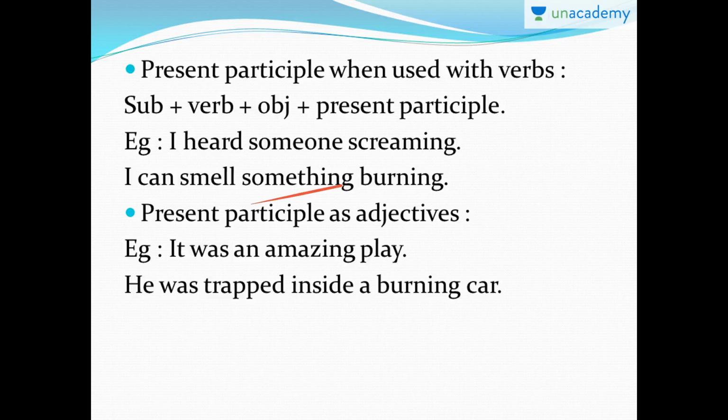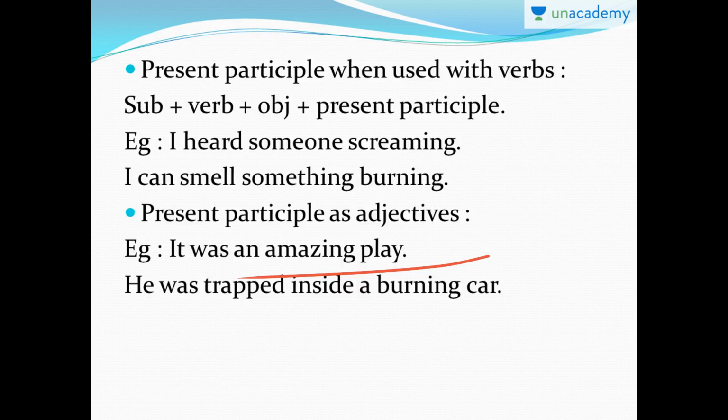It is subject plus verb plus present participle and then comes the object. Okay, so for example, it was an amazing play. So here, amazing is acting as an adjective because play is the noun. So it is describing the noun, and that is exactly why it comes before the noun. It is the subject, was is a verb, an amazing play. Amazing here is a present participle which is describing the noun, that is play, and that is exactly why it is acting as an adjective in this particular sentence.